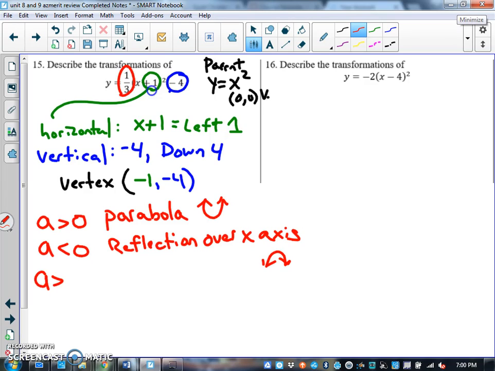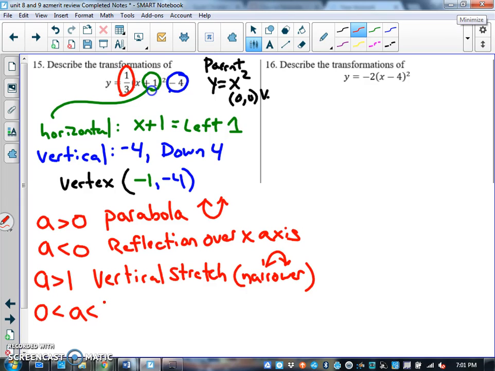When a is greater than 1, we have a vertical stretch. And by vertical stretch, the result is it becomes narrower. When a is between 0 and 1, we have a vertical compression, which means it widens.